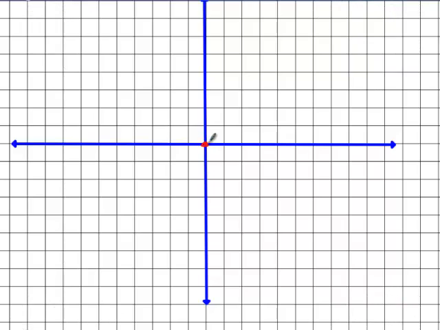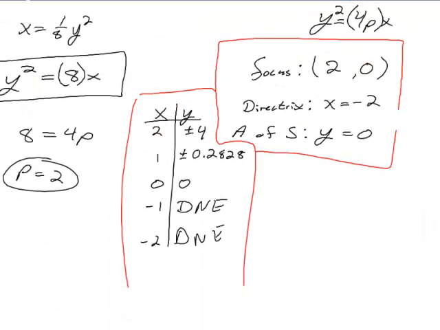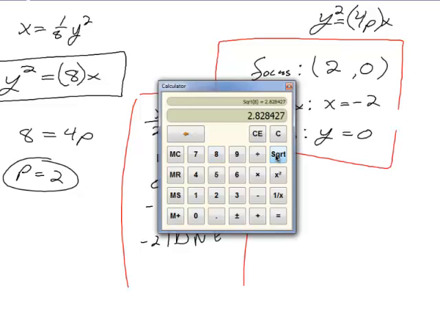0, 0. Okay, when I put in a 1, what did I get? 0.28. Positive, negative, right? When I put in a 2, what did I get? Oof. Okay, can you double check me? Because that doesn't feel right. So plug in a 1, square root of 8. 2 point. Sorry, I'm an idiot. I didn't move my decimal.